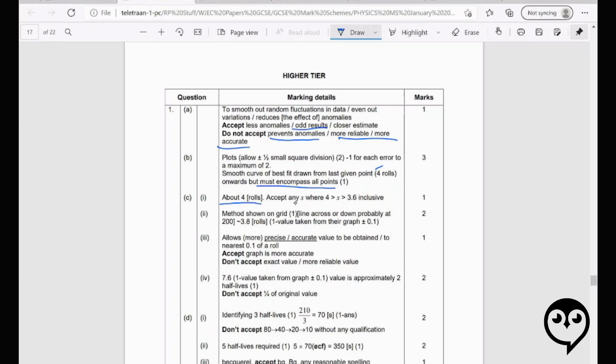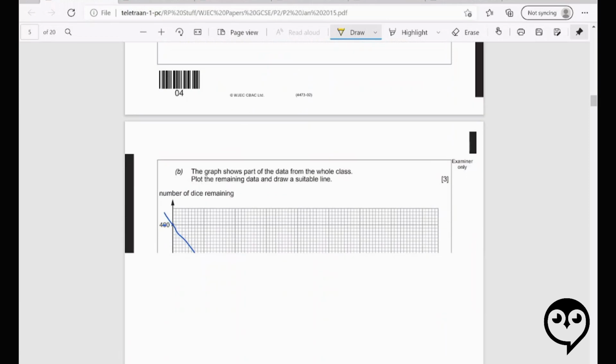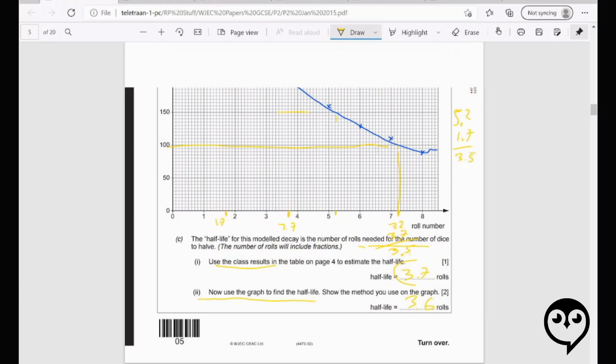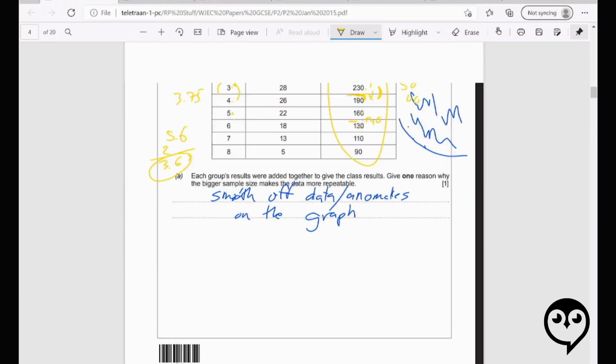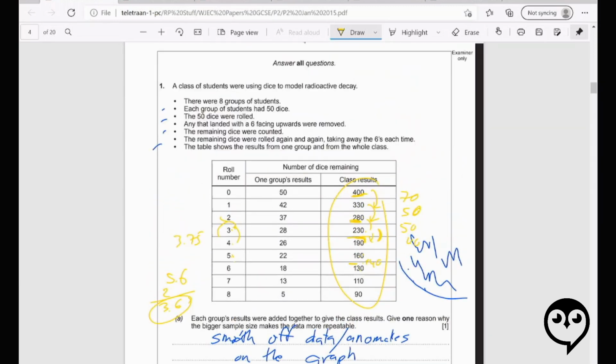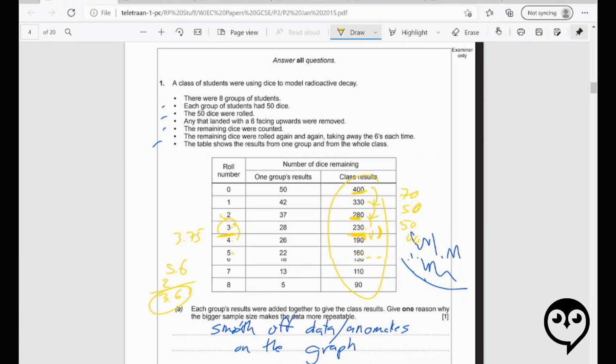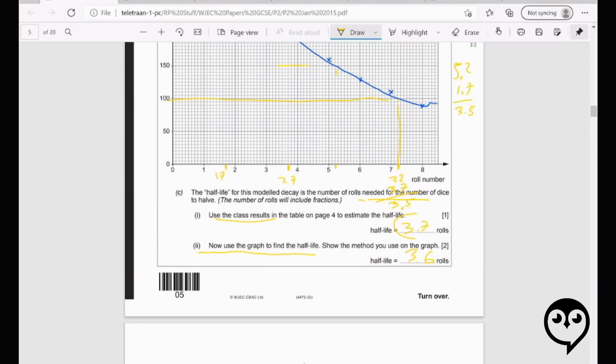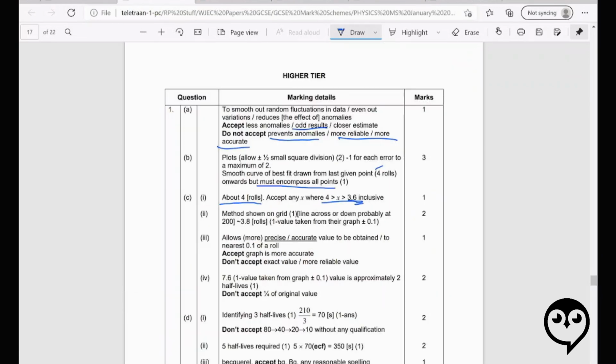About 4 rolls, anywhere between 3.6 and 4. What did we say? Number of rolls needed. We went and did some calculation. As we had said, you could have just looked at, hey, look, from 400, I need to get to 200. It's somewhere in between here, so it's somewhere between 3 and 4 rolls. I'm sure you could have said that as well. Okay, so somewhere between 3 and 4.